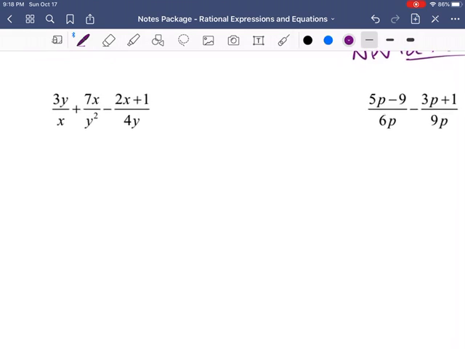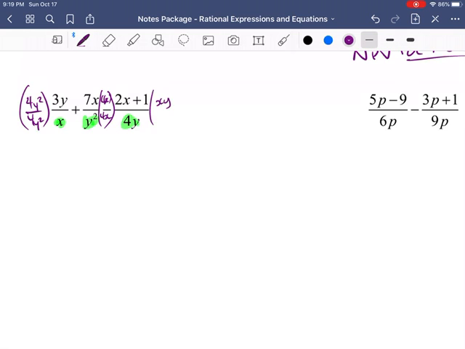A couple more examples here. We got 3 different things going on here. Okay, on this one I need to multiply this by a 4 and a y squared. And this one I need to multiply by 4x. And this one I need to multiply by xy, because my lowest common denominator would be 4xy squared.